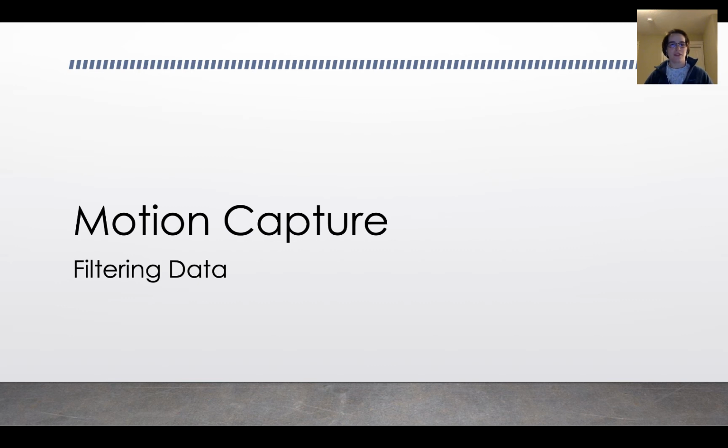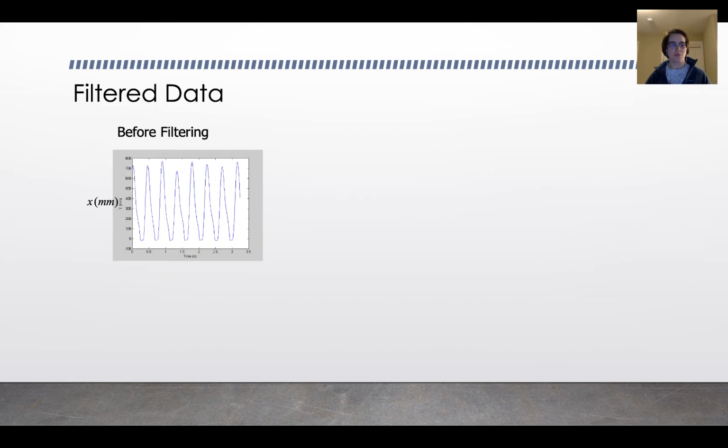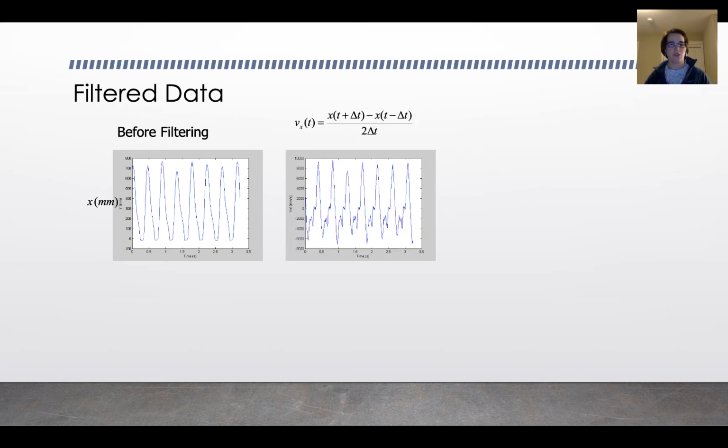Welcome to this biomechanics video where we talk about motion capture and filtering the data that you collect during motion capture. Here's an example of position versus time data that you might collect. And we've talked in previous videos about taking position data and turning it into velocity data and acceleration data via differentiation. So when we take that position data and we differentiate it numerically, we get something that looks like this.